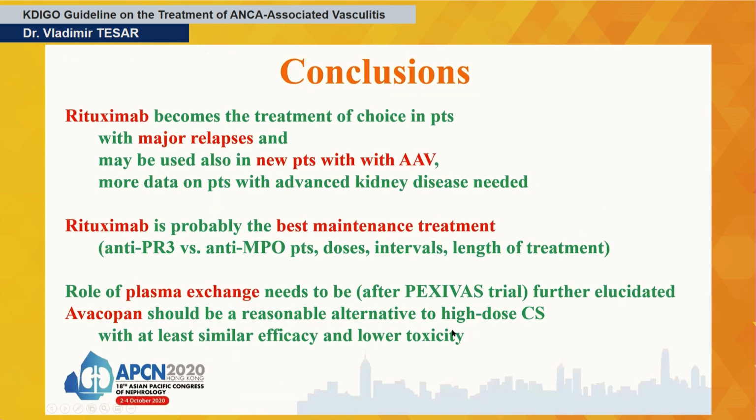So let me come to the conclusion. Rituximab became the treatment of choice in patients with major relapses and may be used also in new patients with AAV. More data on advanced kidney disease are needed. Rituximab is probably the best maintenance treatment, and the role of plasma exchange needs to be further elucidated. And we have some new exciting data on avacopan, a C5a receptor inhibitor, which should be a reasonable alternative to high-dose corticosteroids with at least similar efficacy and lower toxicity. Thank you very much for your attention.